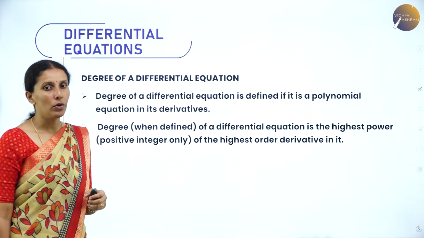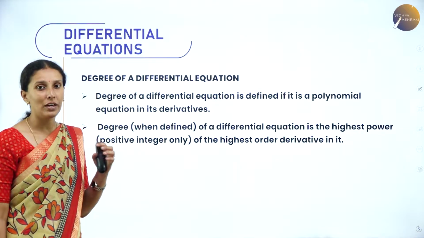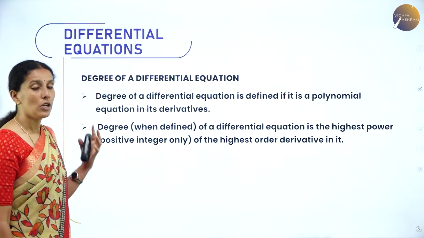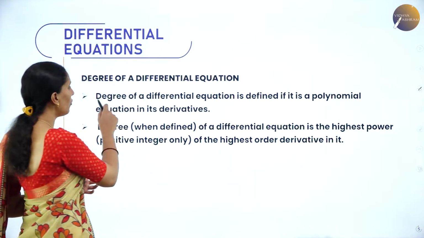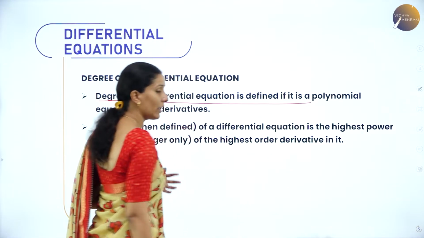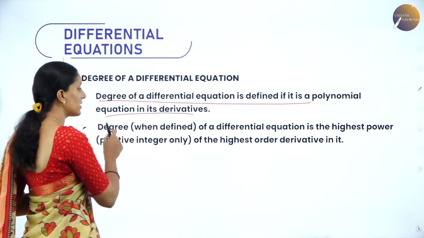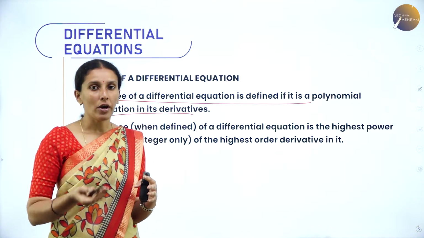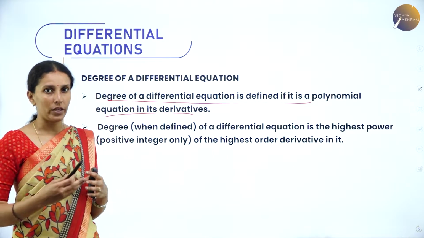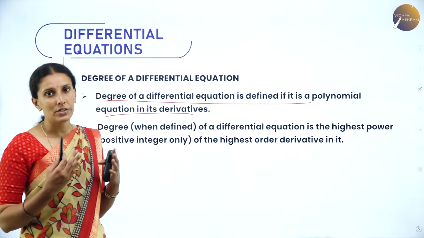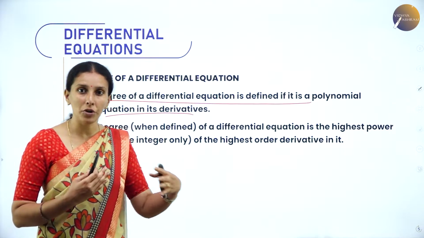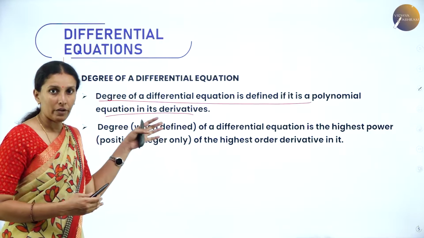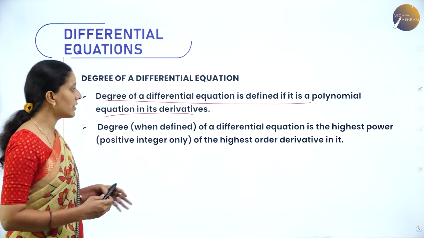Next, we have one more concept, called the degree of the differential equation. So what is the degree of the differential equation? The degree of the differential equation is defined if it is a polynomial equation of its derivatives. It has to be free from all radicals. It should not contain any function with it. So dy by dx or d square y by dx square should be like a polynomial equation. Now, degree, when it is defined, how is it defined?